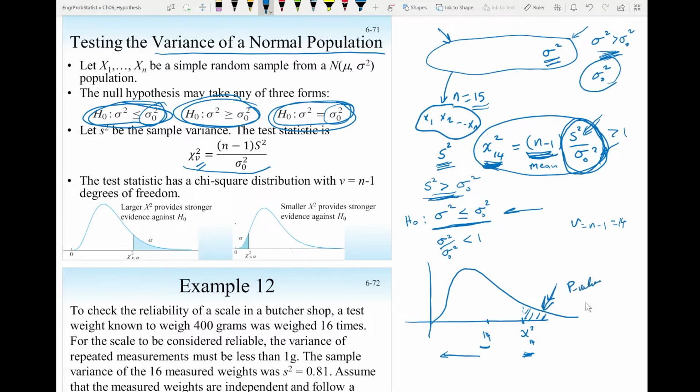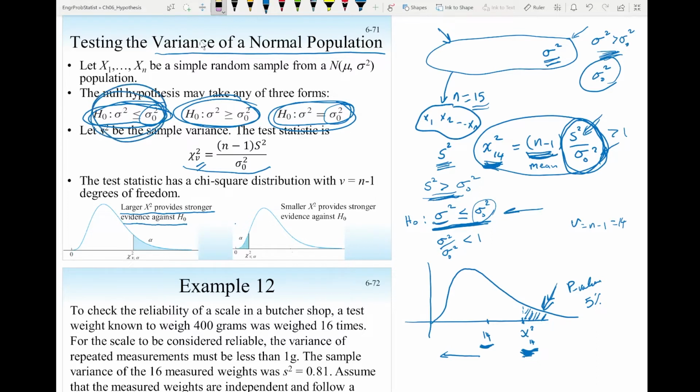If that p-value came 5% or less, then that by coincidence or probability is very, very slim. And the chi-square variable, to have a value larger than the mean, cannot come from a population with variance less than this sigma naught square. And we have to reject the null hypothesis. So basically, larger chi-square provides strong evidence against the null hypothesis, which is this one.